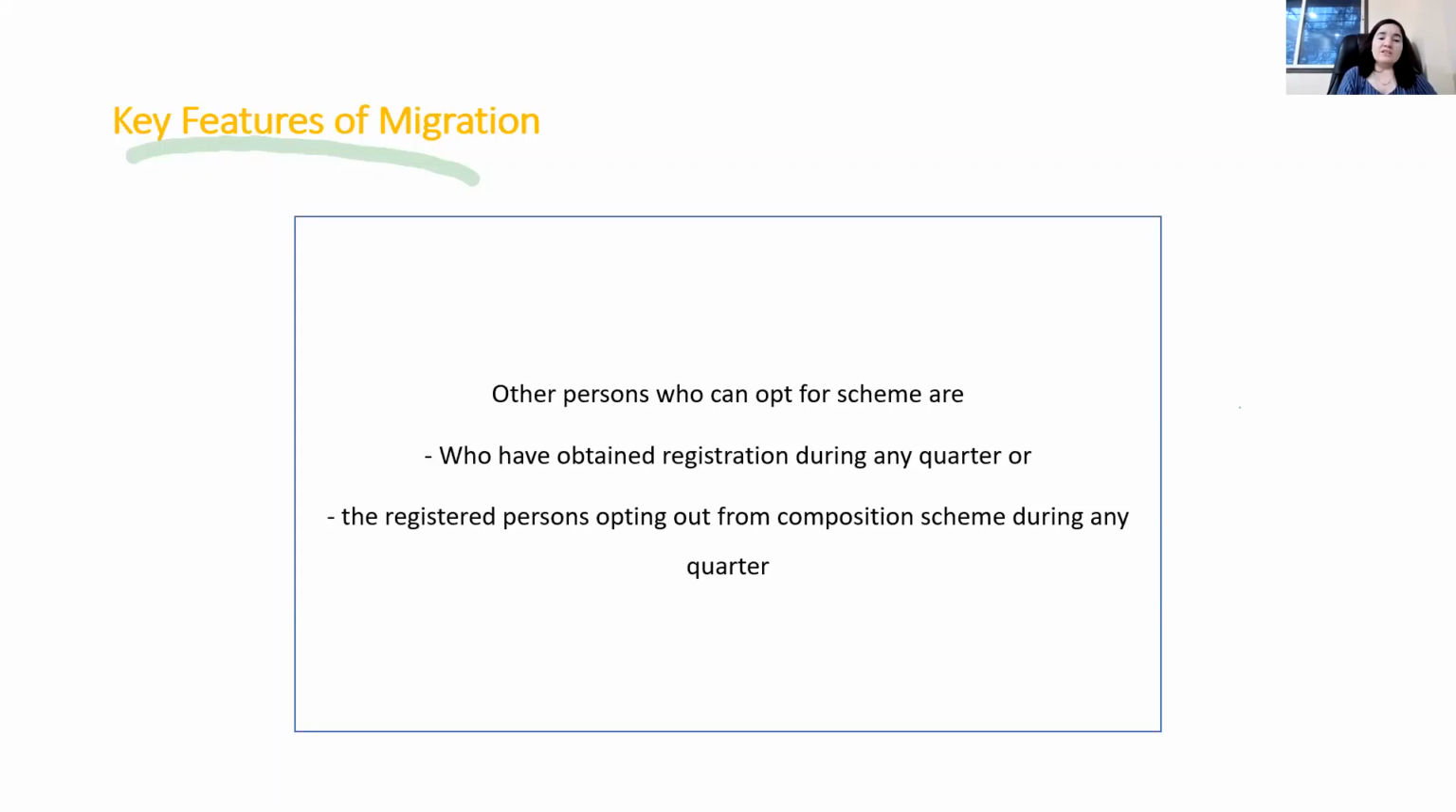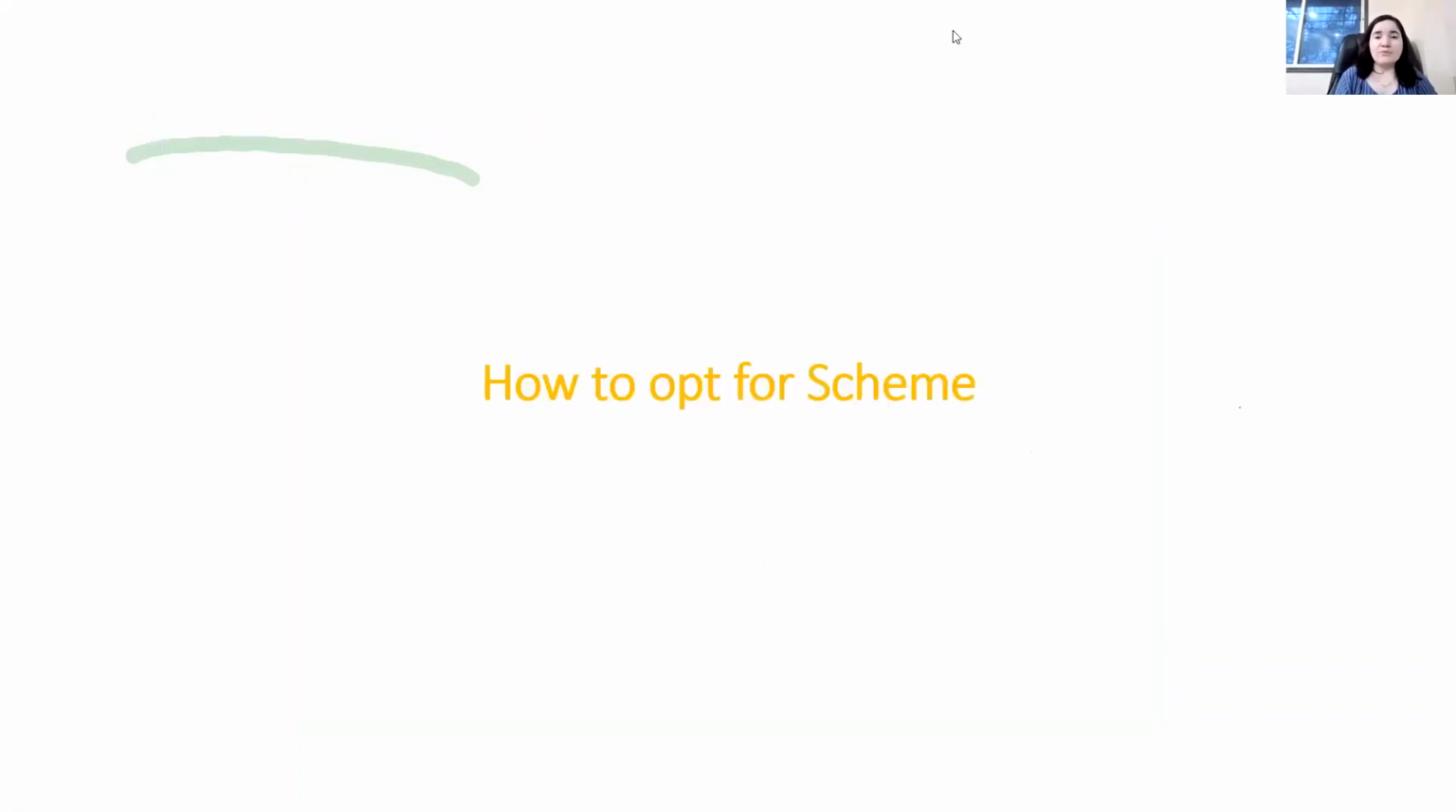Then the registered taxpayers who are opting out. Any registered taxpayer who intends to opt out, or who has already opted out from the composition scheme, can also opt for this scheme. So these are the taxpayers, but the basic conditions are required to be satisfied. That means the turnover should be below 5 crore or up to 5 crore.